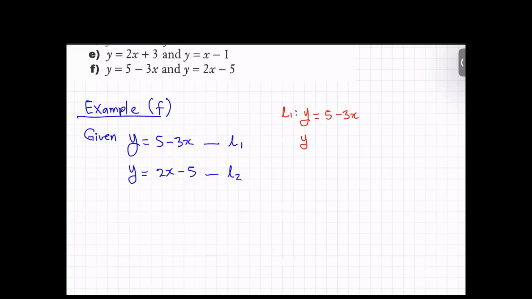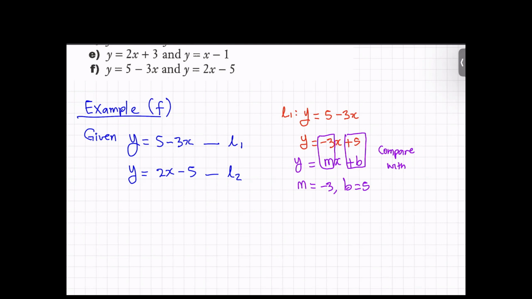We can rewrite this to become y equals negative 3x plus 5. You're just bringing it forward, you're not bringing over the equal sign, so the sign stays the same. That's for line 1. Then when you compare with y equals mx plus b, you see that m is negative 3, and b is 5.